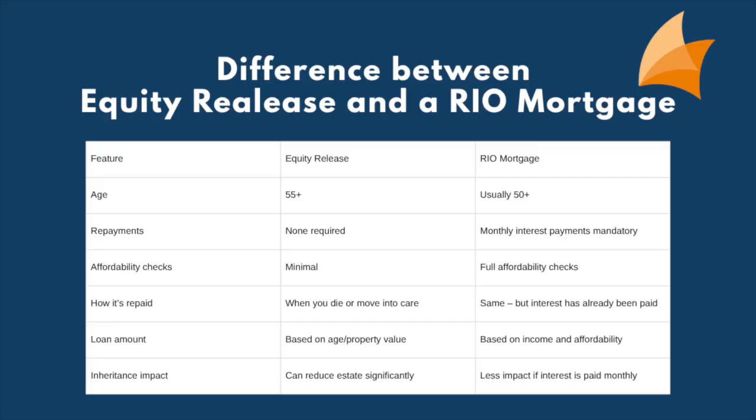Next, loan amount. For an equity release product, it's usually calculated using the client's age and property value. With a RIO mortgage, it's based on income and affordability assessment. And lastly, inheritance impact. With an equity release plan, this can greatly reduce the value of your estate on death. However, with a RIO product, it's usually less as interest has been paid during the term of the mortgage.